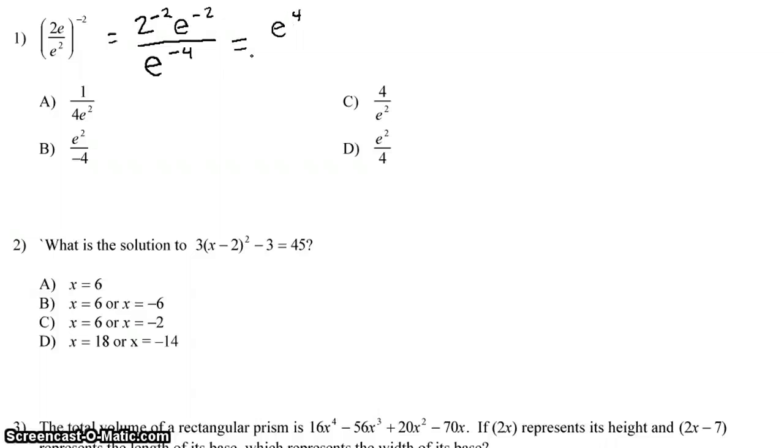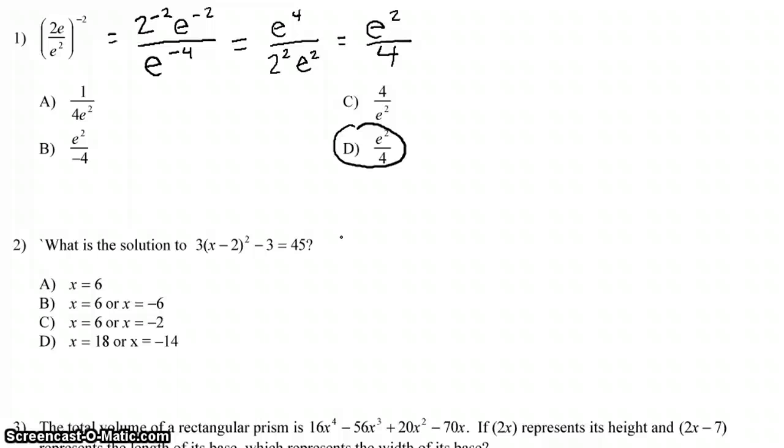So that e to the negative 4 moves to the top and becomes positive 4. Then both of these move to the bottom. So I have a 2 to the second power and e to the second power. And now we can just simplify it. First, let's simplify the e's. If I have 4 on top, 2 on the bottom, that's 4 minus 2 is e squared. Or you can imagine 2 of them being canceled out and being left over with 2 on top. And then obviously we also know that 2 squared is 4. So we get e squared over 4.